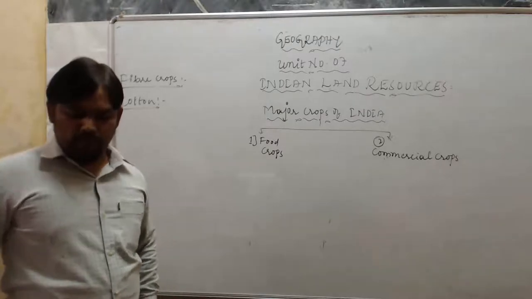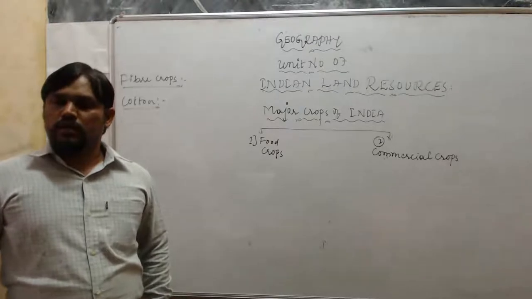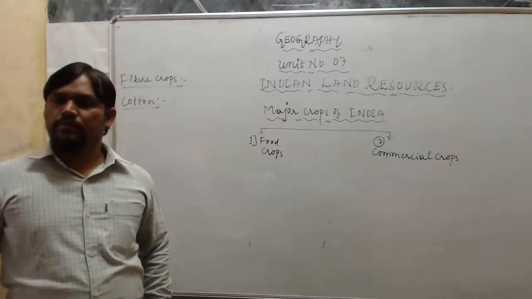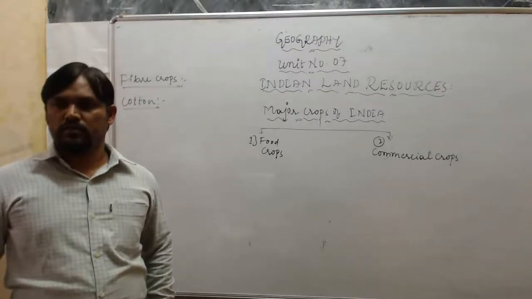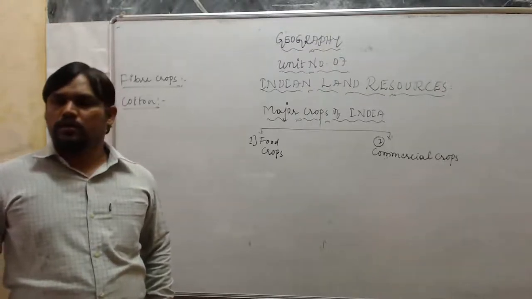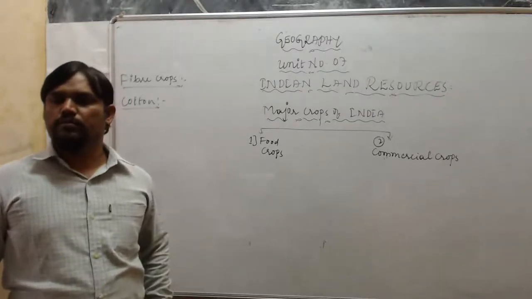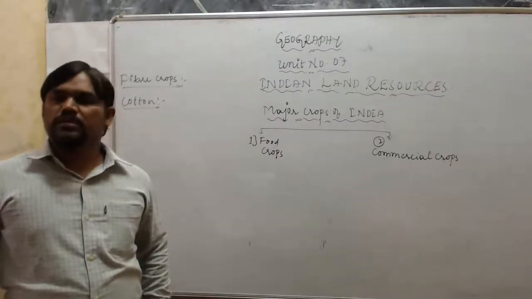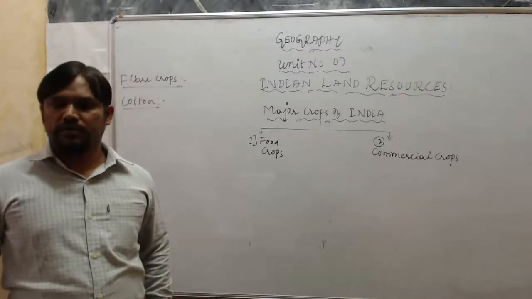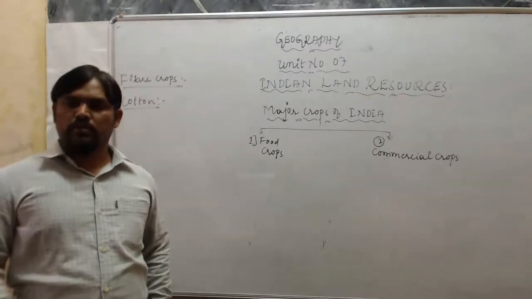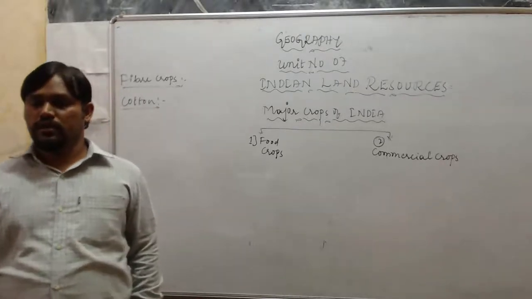It provides raw material for the cotton textile industries in India. Just now I told you, cotton is a very important raw material for cotton textile industries. This cotton textile is also one of the agro-based industries. It means the raw material mainly comes from the agriculture sector. So that's why cotton is a very important raw material for cotton textile industries.